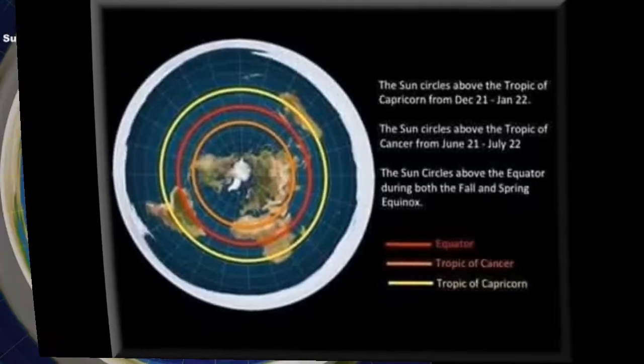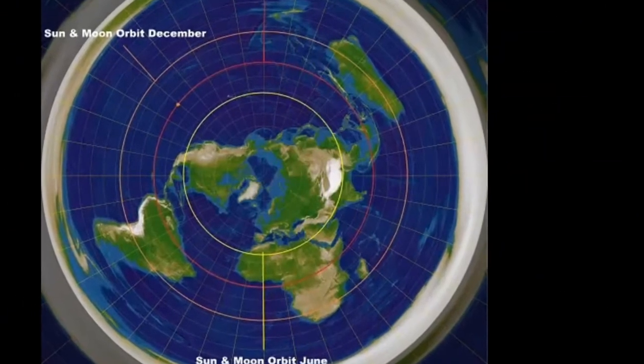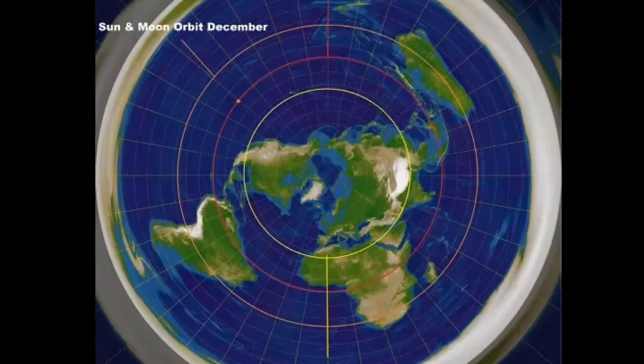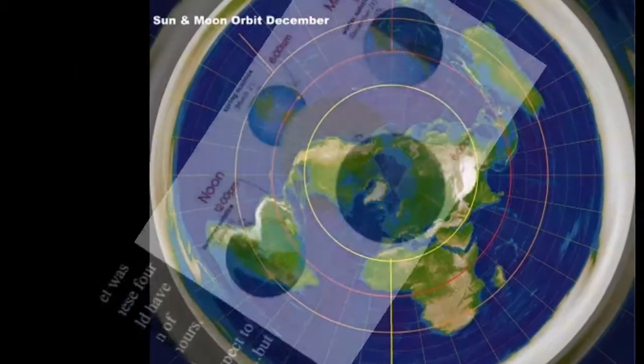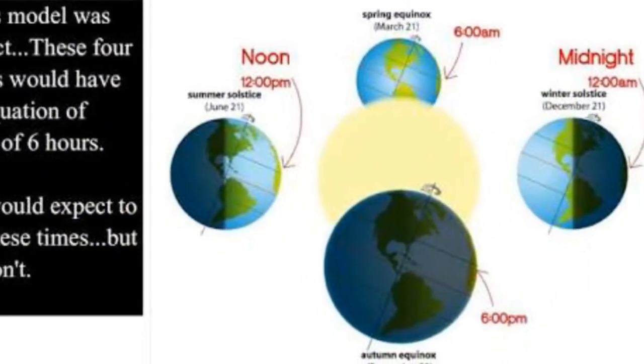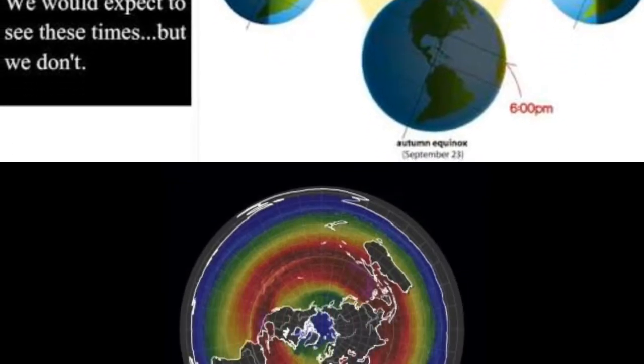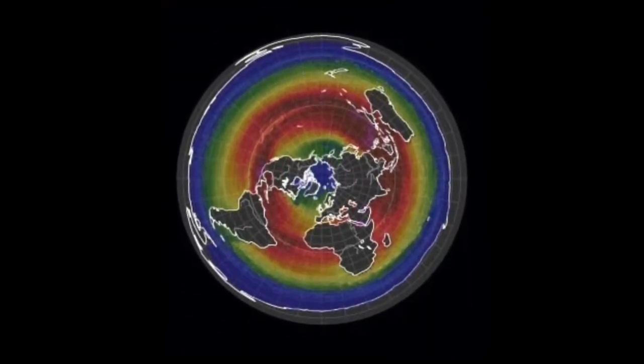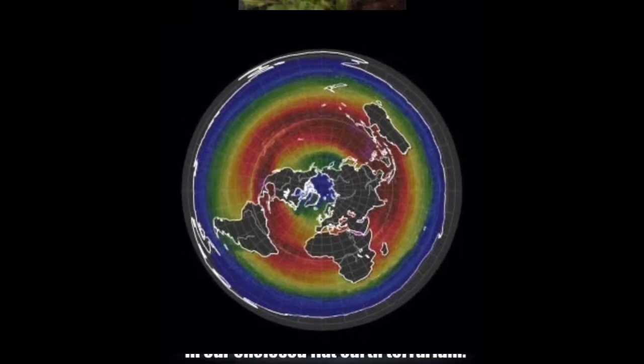The Sun's movement above flat Earth also explains the 24-hour days in the summer and the endless nights in winter near the North Pole. As the Sun circles around the flat Earth on the Tropic of Cancer, it is visible 24 hours a day to those who live near the center of its daily circle.